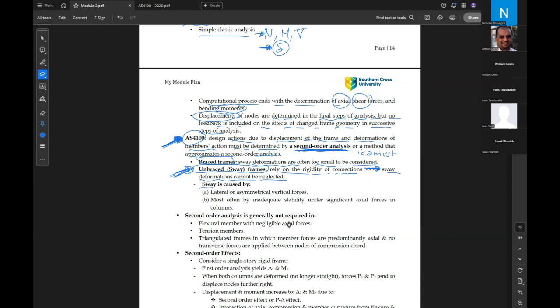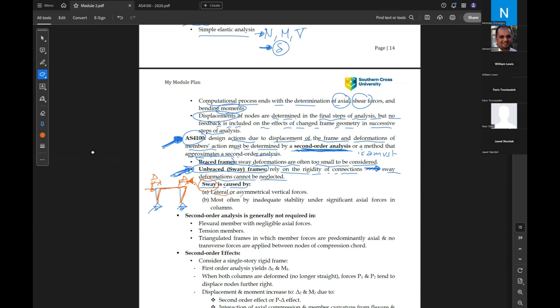Okay, what is sway and what is it caused by? Sway is the lateral movement. So for example, if we have a frame like that, and this frame is subjected to a horizontal force, the frame will move like that. The difference between the old position and the new position of the frame is called delta, or sway. So this is the sway.